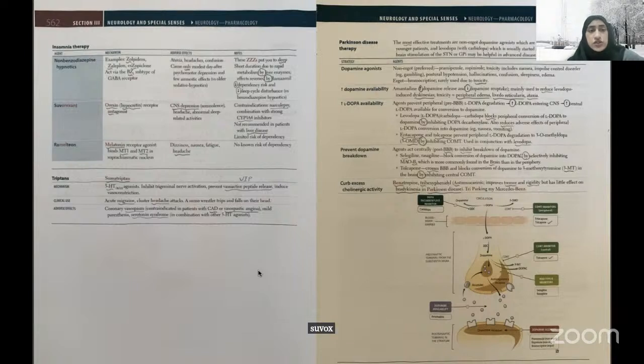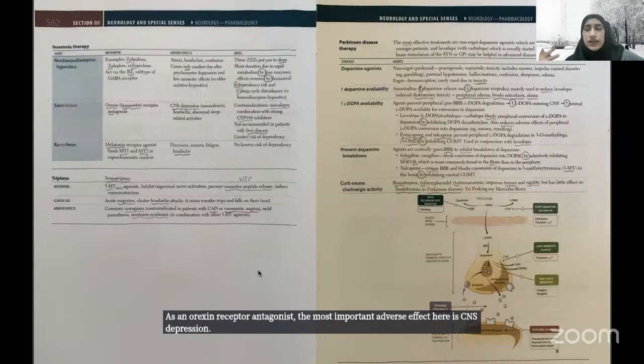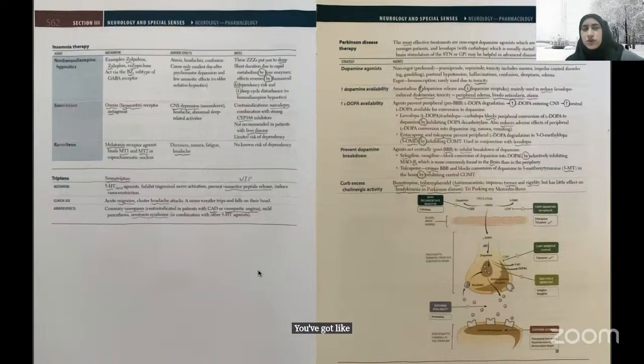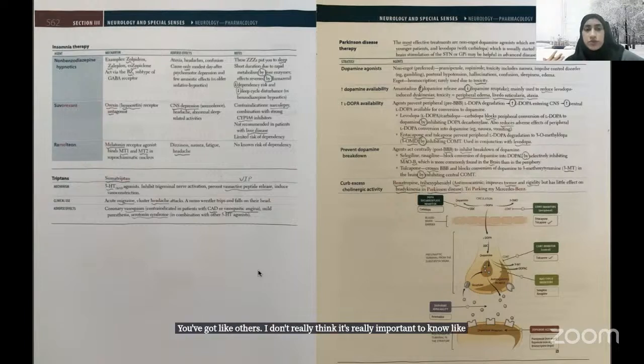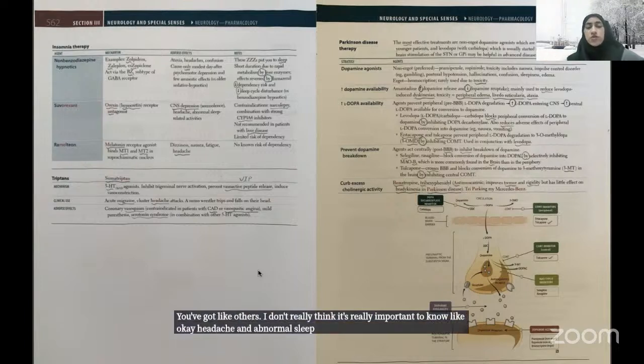suvorexant. So how does this work? It works as an orexin receptor antagonist. The most important adverse effect here is CNS depression. You've got others, like headache and abnormal sleep-related activities, but I don't think it's really important to know them. The most important one here is CNS depression.